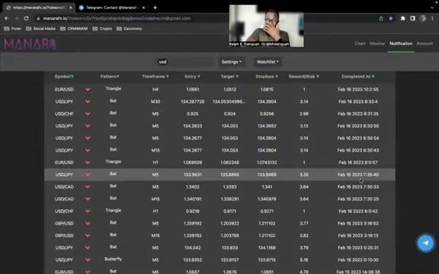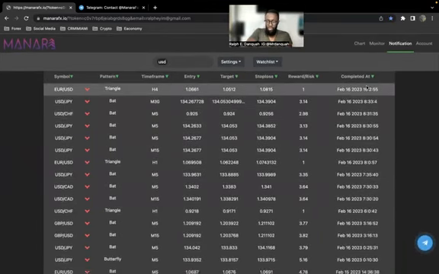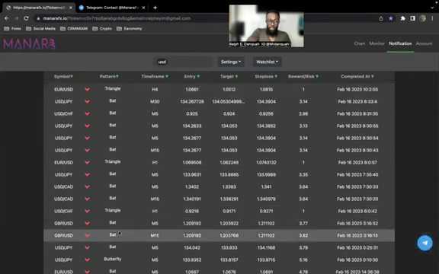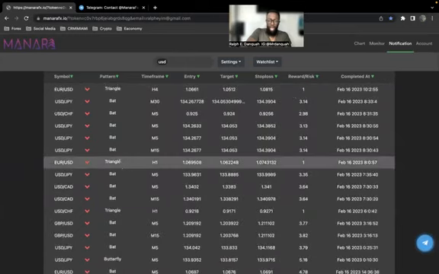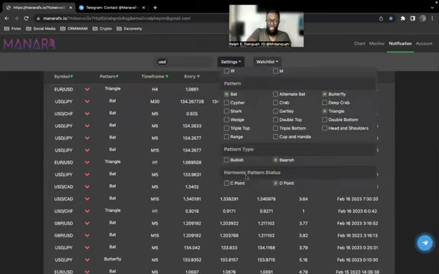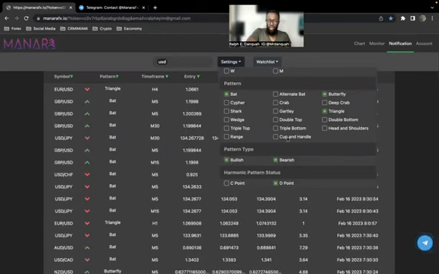Now, if you're on the browser, you can also see it as well. The one on the top is the newest one. You can see the different patterns: triangle, bat pattern, butterfly. For me, for example, I don't choose triangle per se, so I can set my settings the way I want. I have bullish and bearish. I have the D point, the bat pattern, the butterfly, I take out the triangle, and that's all I'm going to see.